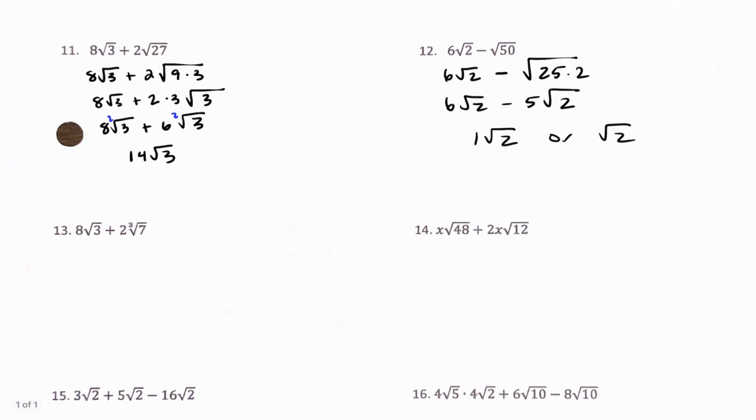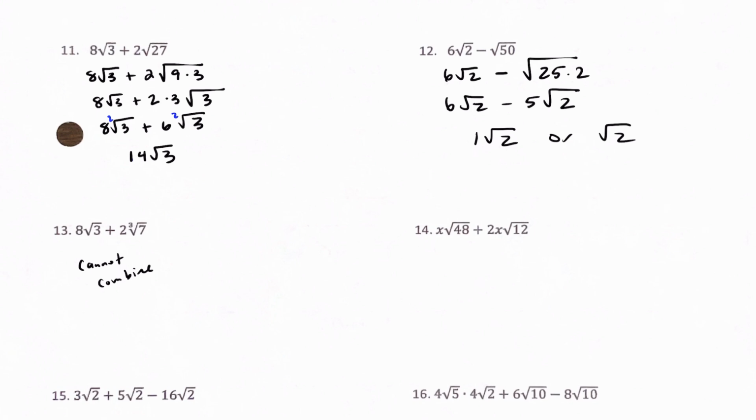Number 13, we have 8 root 3 plus 2 times the cubic root of 7. Notice that this is invisible, so the index for this term is 2, but for this term, it has an index of 3. And they have different radicands, so you really cannot combine these 2 terms at all, okay?